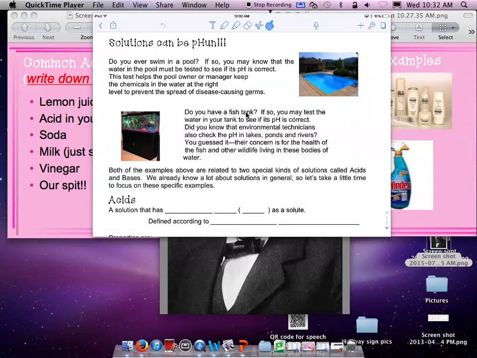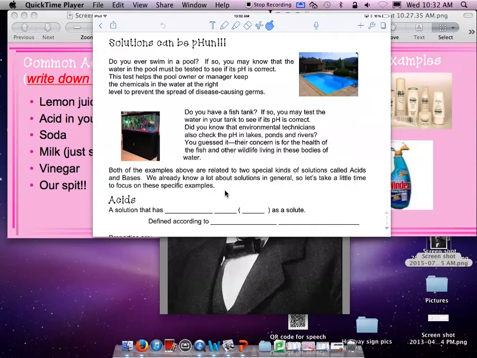This could also be true if you've ever had a fish tank. You maybe had to test something called its pH, to make sure the chemicals in there are the right balance so that the fish can survive. This is true in ponds, in rivers, in hot tubs. All of that is trying to keep things at the right balance, and that's all related to acids and bases. So that's going to be our focus for today.